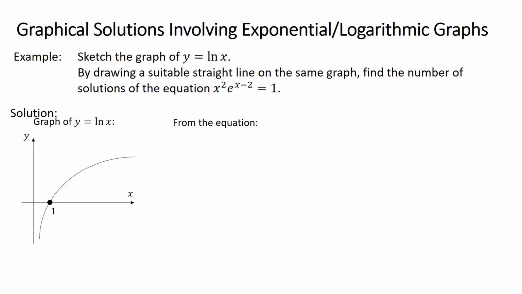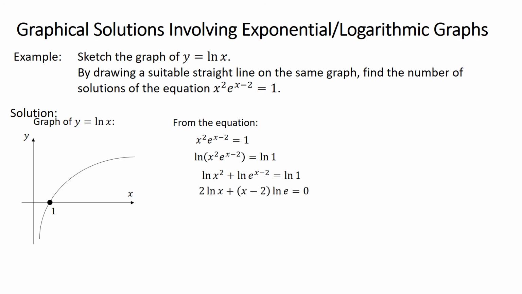Now, for the second part, from the given equation, which is x squared e to the power x minus 2 equals 1, we need to take ln of both sides and then apply the product law here. It becomes ln x squared plus ln e to the power x minus 2 equals ln 1. And we'll get 2 ln x plus (x - 2) ln e equals 0. So 2 ln x plus x minus 2 equals 0, so ln x equals half of (2 - x).